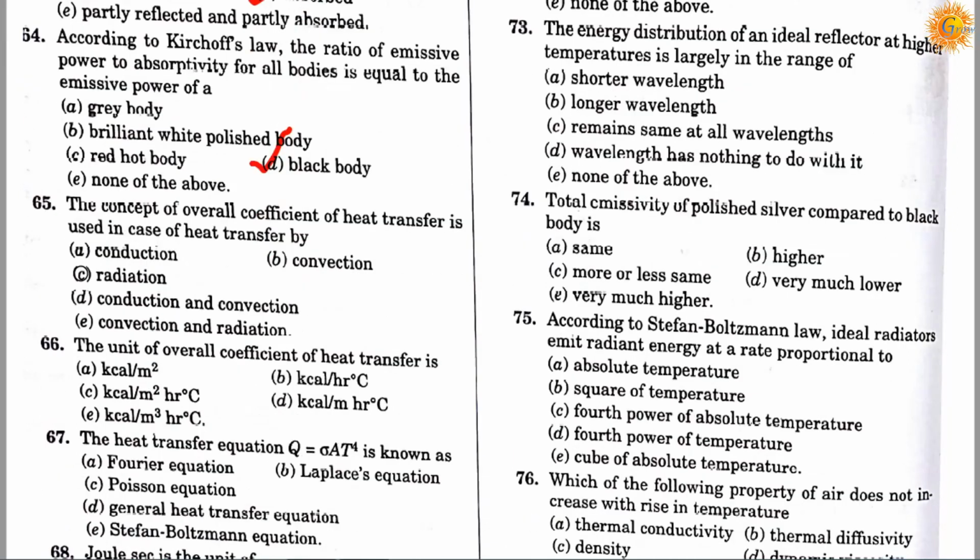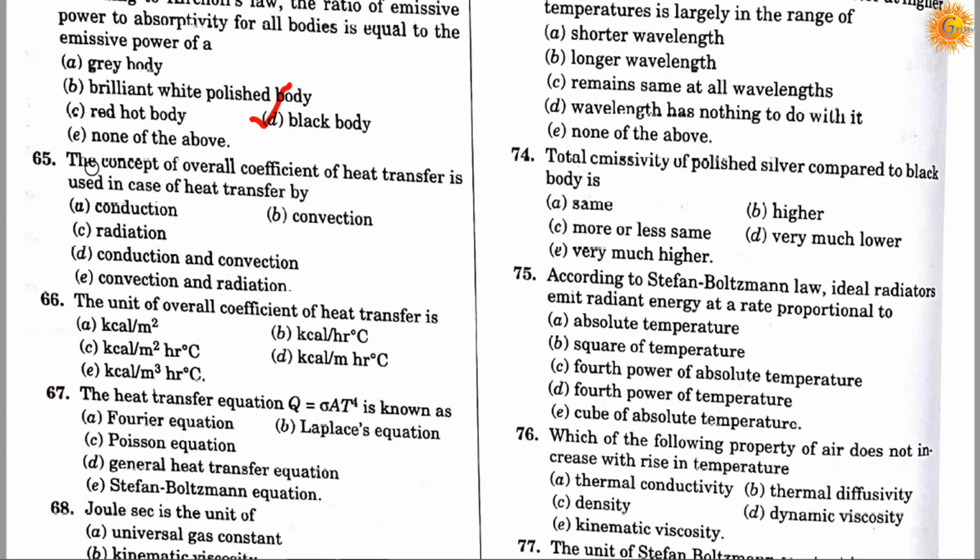Question number 65. The concept of overall coefficient of heat transfer is used in a case of heat transfer by option A, conduction, option B, convection, option C, radiation, option D, conduction and convection, and option E, convection and radiation. Correct answer is D, it will be conduction and convection.